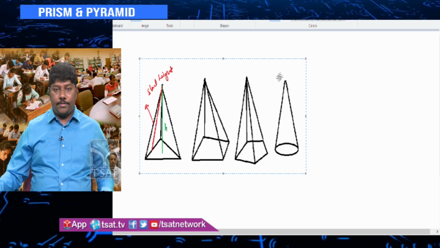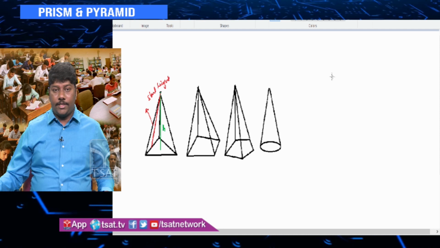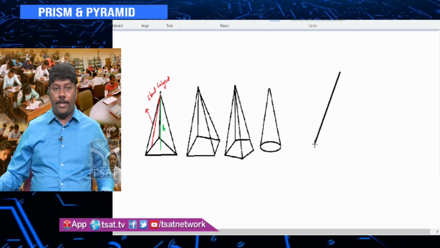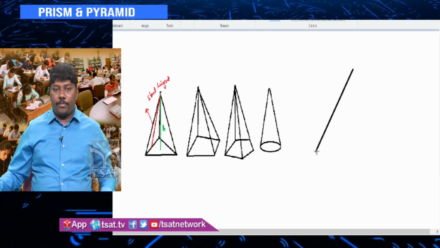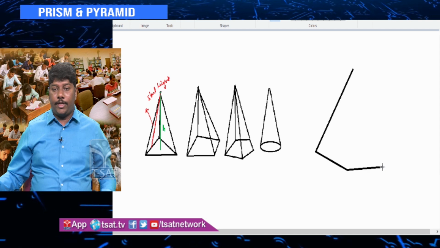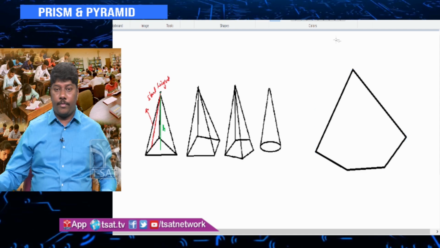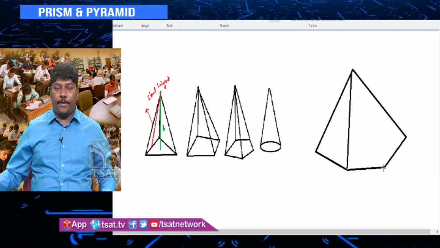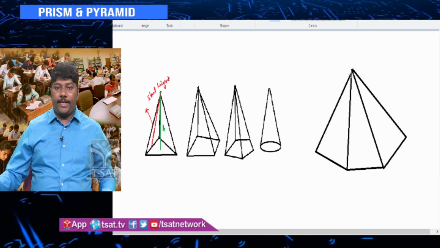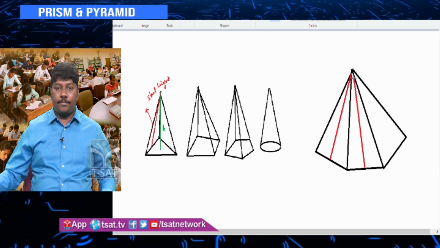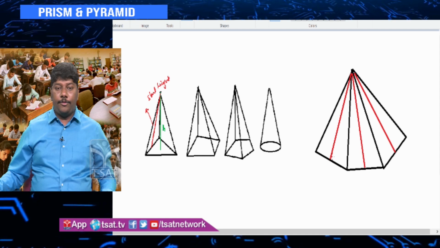If you cut it and open it, see how it forms. Take an equilateral triangle and just cut it and open it. It will be like this. Side 1, side 2, side 3, you are adding it to this. These are the three triangular surfaces we see here. These red lines are slant heights. So, how do I find the area of these three triangles? Half into base into height.